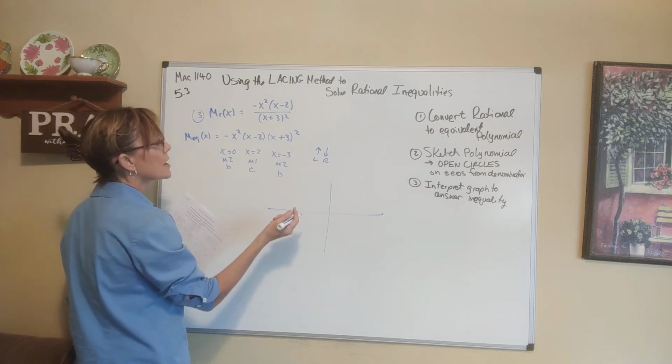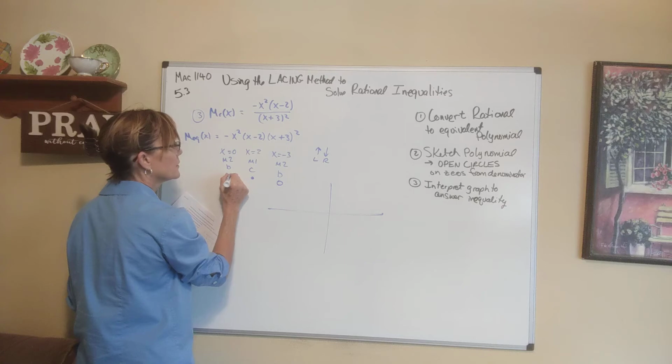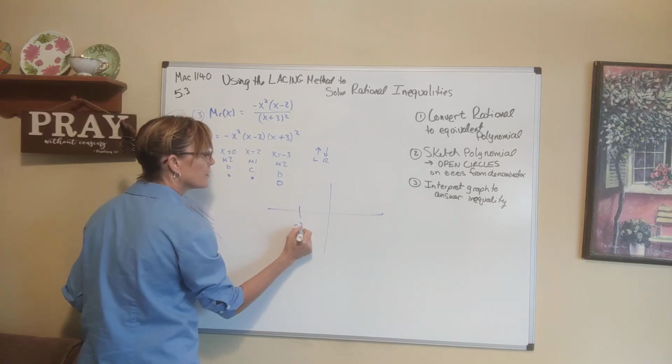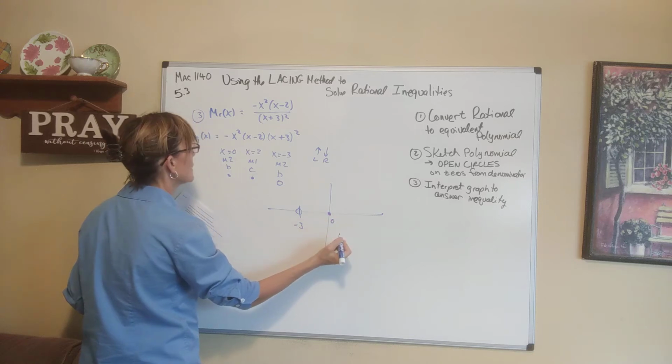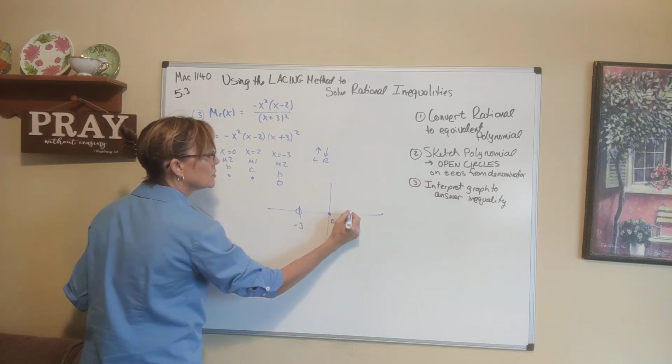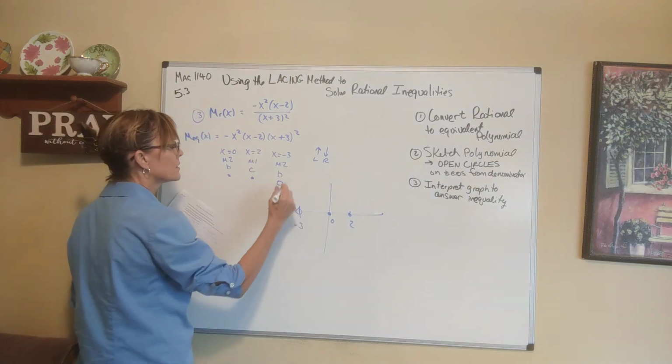Which ones came from the denominator? Negative 3. This has got to be an open circle. These can be closed. So over here at negative 3, open. At 0, closed. At 2, closed. So the sketch will be, it starts up to the left.